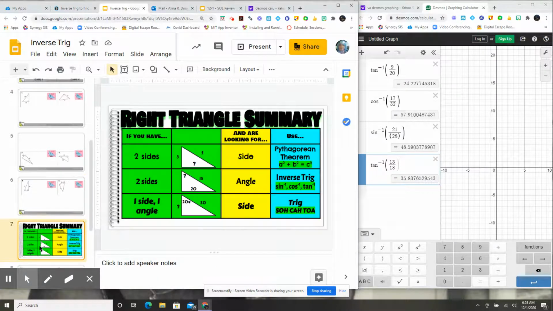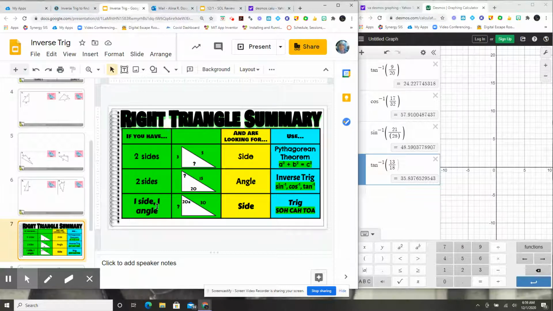Slide number 7 is going to just give you a little Cliff Notes version. So if you have 2 sides, and you're looking for a side, we're going to use Pythagorean theorem. If you've got 2 sides and you're looking for an angle, you're going to do inverse trig. That's what we were just doing. Inverse trig is the only one that goes with angles.